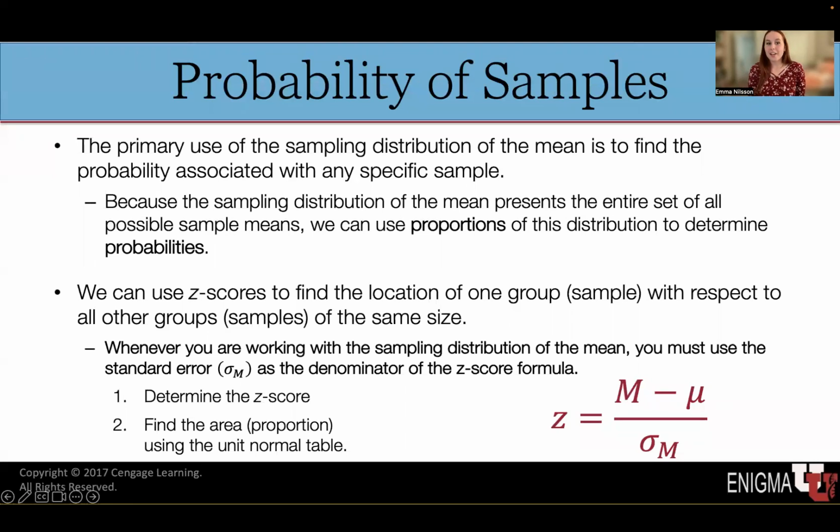Sorry about that. Like we said before, we can use z-scores and proportions to figure out how representative your sample is of the population based on how similar the mean of your sample is to the mean of the population. We do that by calculating z-scores using this formula. And this is an important note. Whenever we're working with the sampling distribution of the mean, we need to use the standard error as the denominator instead of the standard deviation. And we'll talk about this process a little bit later.